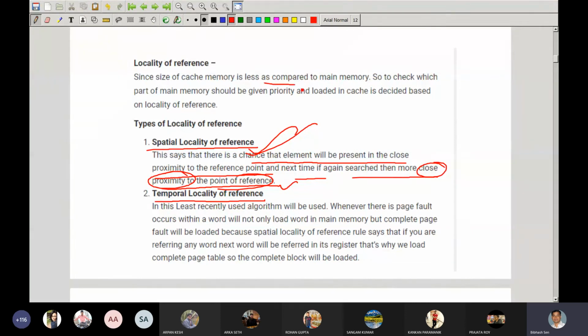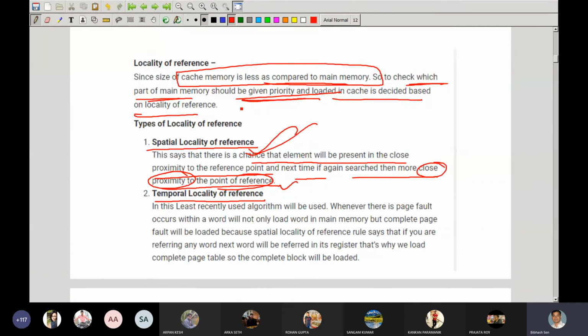Since the size of cache memory is less compared to main memory, these are two important points. To check what part of main memory should be given priority, we use locality of reference. Which page will be loaded into the cache is decided based on the locality of reference. You are accessing X now, but after X, which pages will be considered and given some priority is also based on these two references.